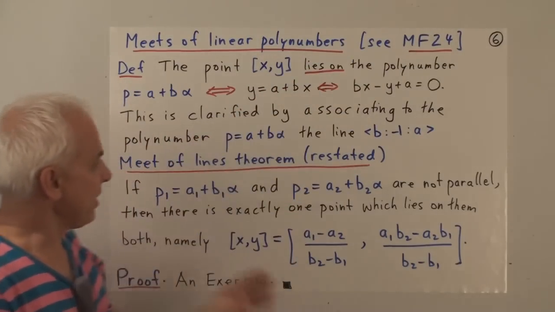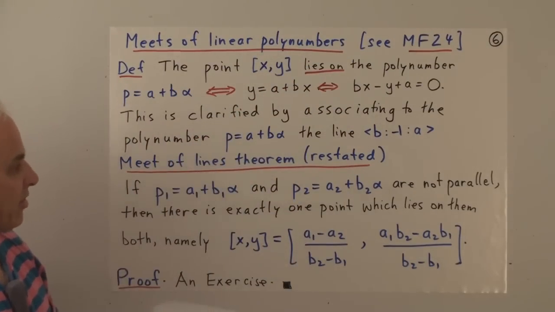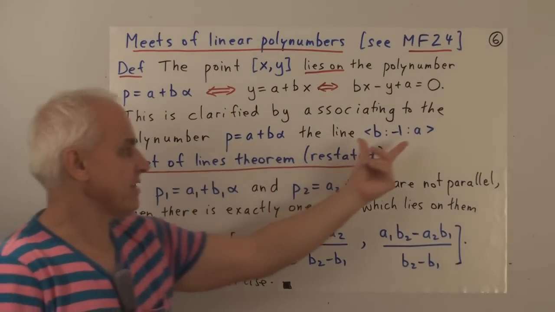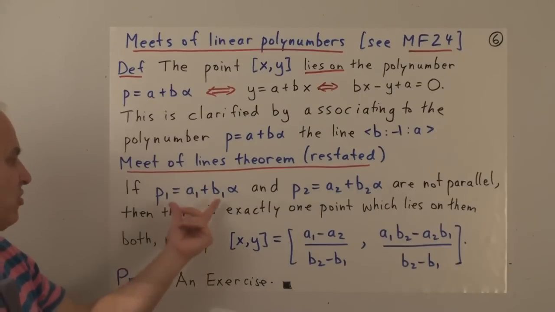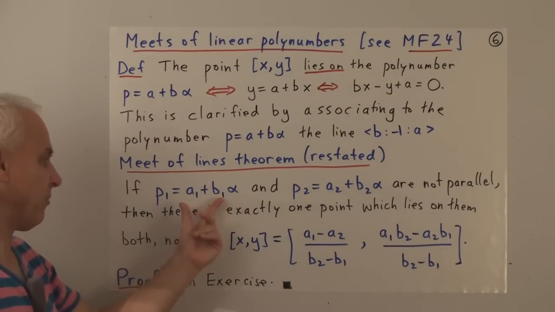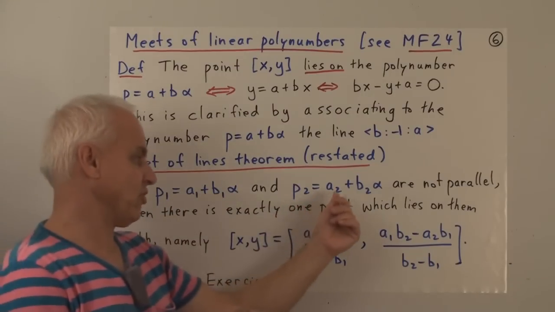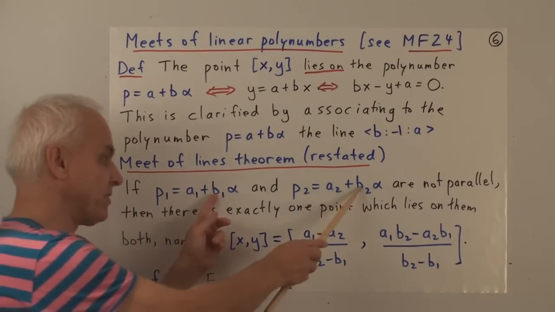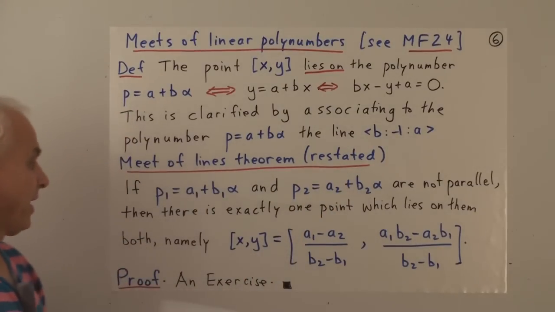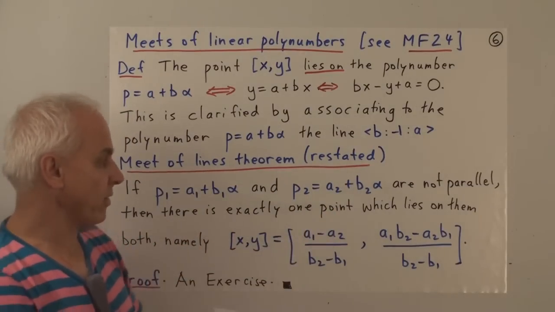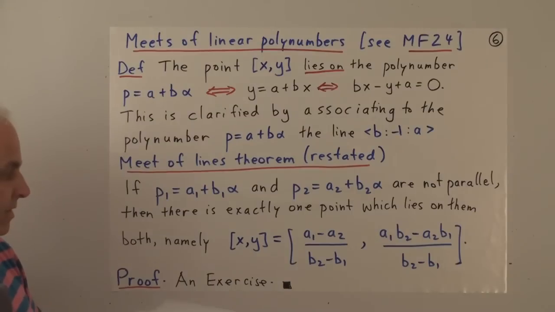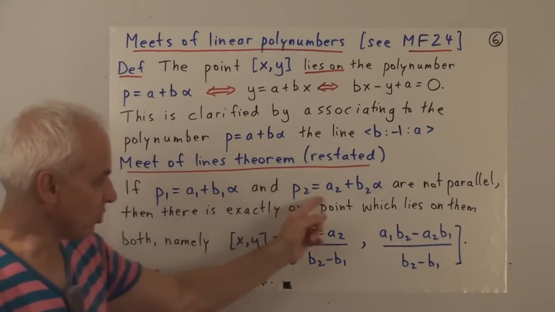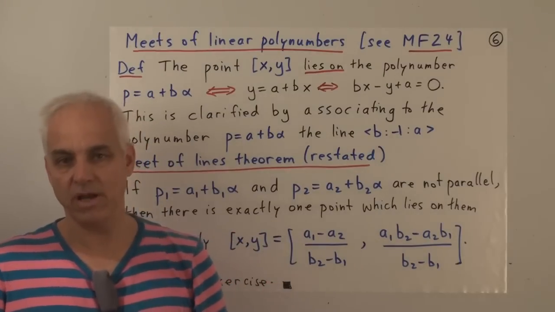So in this video, we stated an important theorem, the meet of lines theorem, and now I'm just going to restate that theorem in terms of polynumbers instead of lines. So if you have two polynumbers, P1 is a1 plus b1 alpha, and P2 is a2 plus b2 alpha, and they're not parallel, so in other words, the two slopes, b1 and b2, are not equal, then there is exactly one point which lies on them both. Namely, here it is. Here's the unique point which lies on both of these two linear polynumbers, or lines.